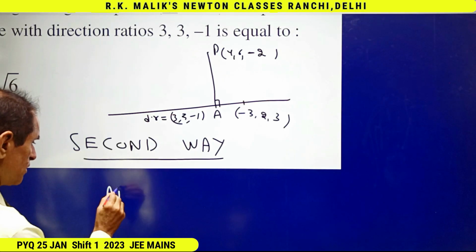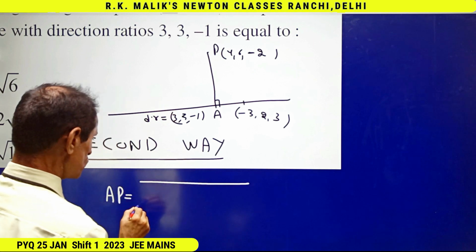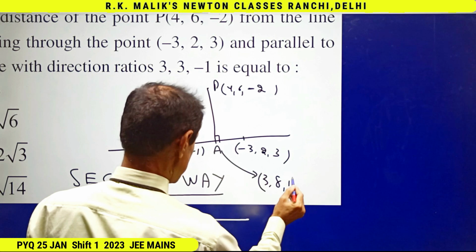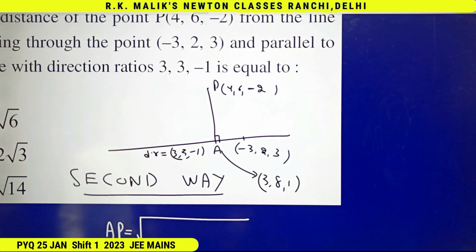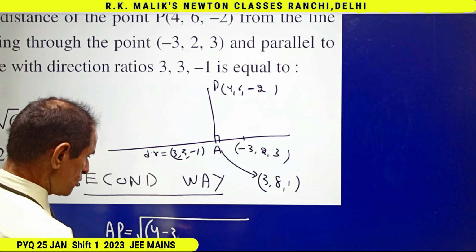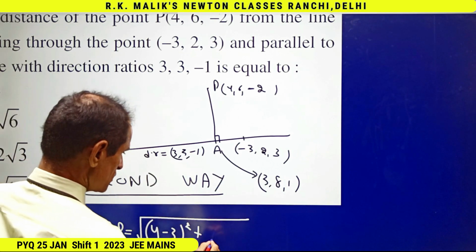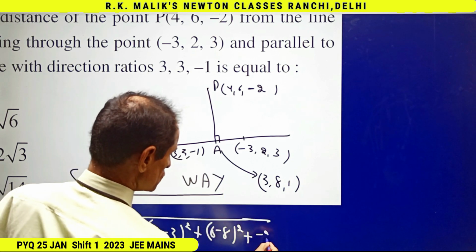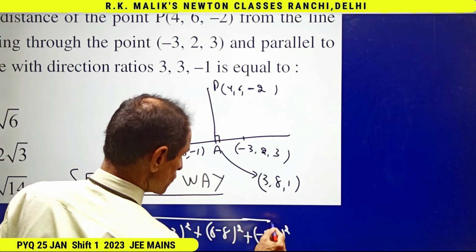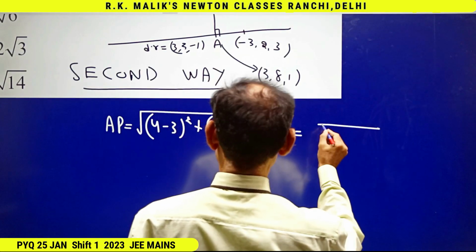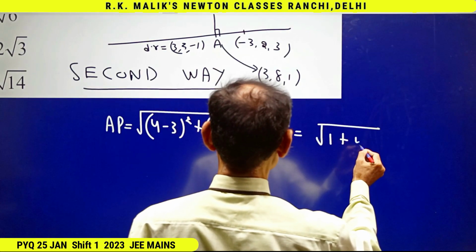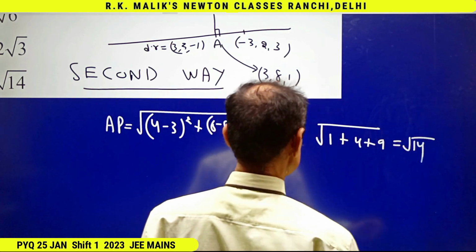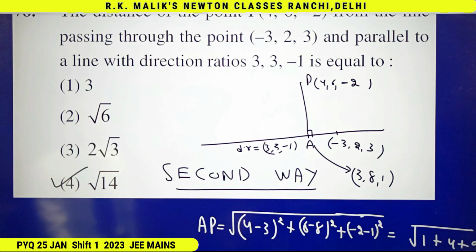Hence the distance AP equal to under root, we have got the point A as 3, 8, 1. AP is equal to 4 minus 3 whole square plus 6 minus 8 whole square plus minus 2 minus 1 whole square. This is equal to under root 1 plus 4 plus 9, that is equal to under root 14. Hence I can say fourth choice is correct.